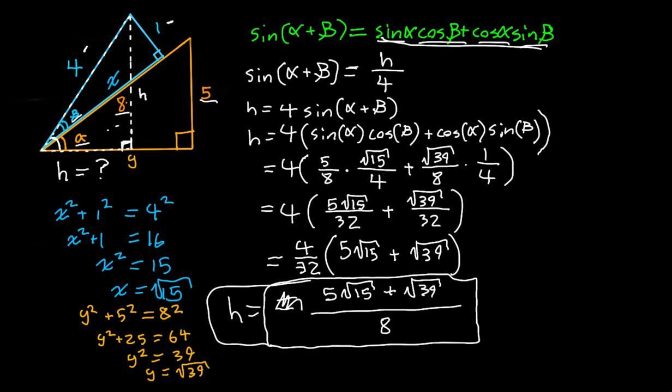In the next video, we're going to be going over possibly a more common example of the use of the trigonometric angle addition identities, and we're going to be using the cosine identity.